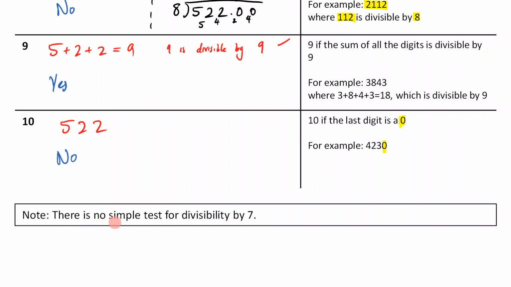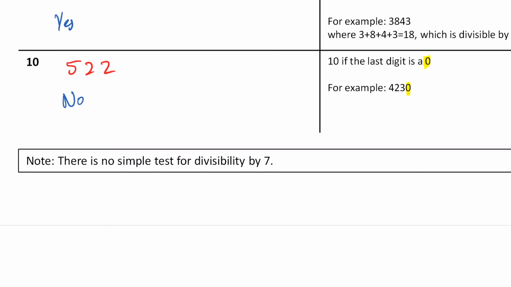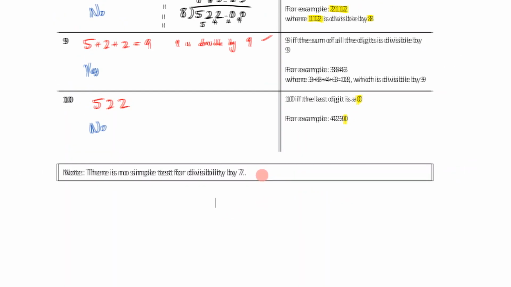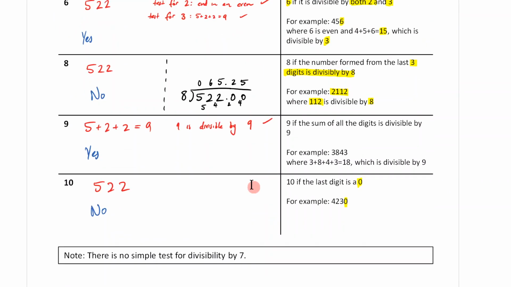Note there is no simple test for the divisibility of 7. So if you did want to find whether something was divisible by 7, what would you have to do? You'd have to do it the old-fashioned division way, which is fine. You can do that and check if it has any decimals. And that's it. So a lot there on divisibility tests.